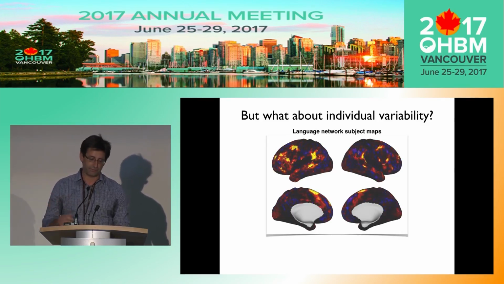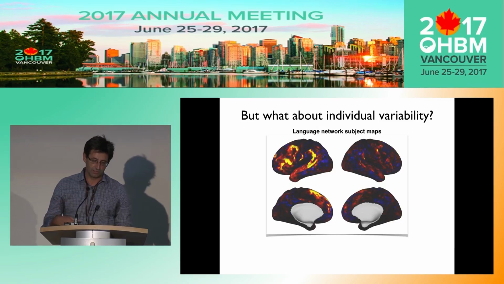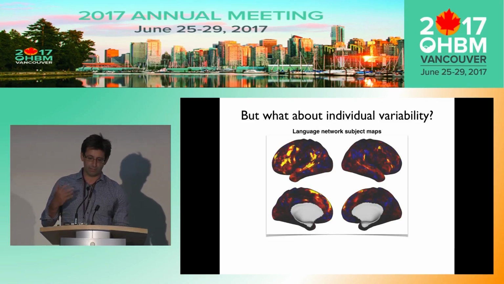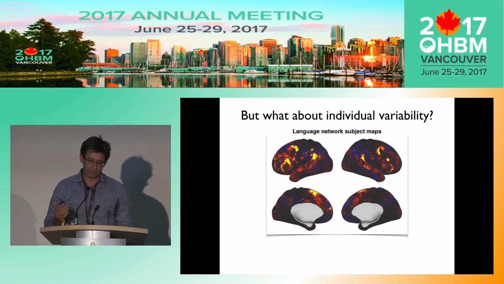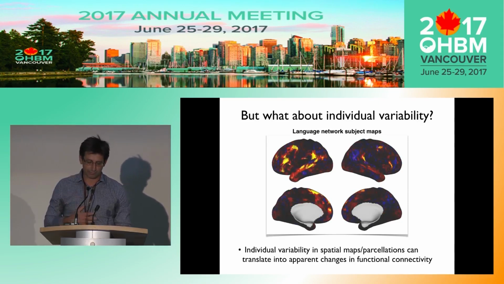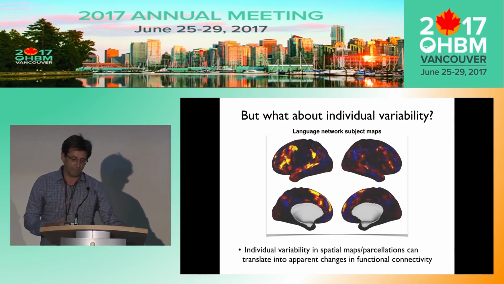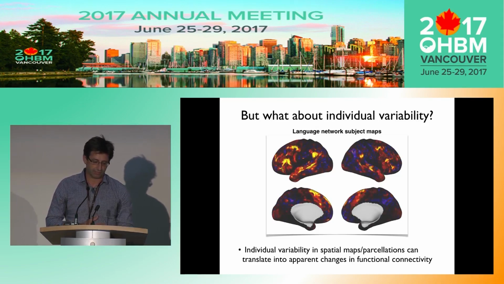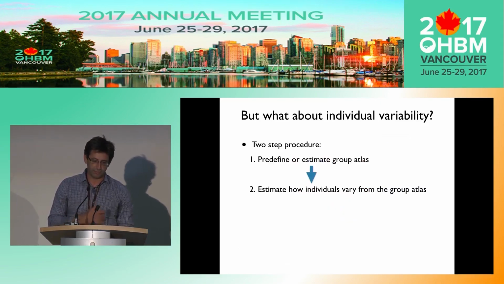And if you were to use this as a spatial basis function, and you'd see similar things with parcellation approaches, as your way of extracting time series for your functional connectivity analysis, then these variations are going to leak into your functional connectivity calculations unless you do something to take them into account. In other words, individual variability in spatial maps and parcellations will translate, or can translate, into apparent changes in functional connectivity. So what can we do about this?